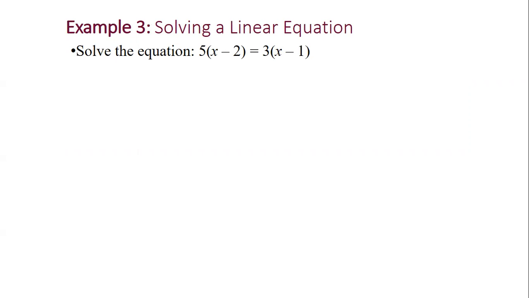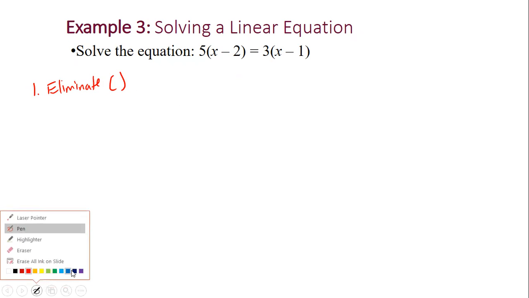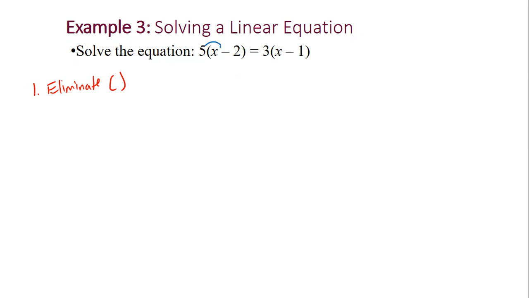So we have 5 times (x minus 2) equals 3 times (x minus 1). So the first thing we want to do is to eliminate parentheses. And how am I going to eliminate parentheses? I'm going to distribute, right? Distribute the 5, distribute the 3. That's going to leave me with 5x minus 10 equals 3x minus 3.